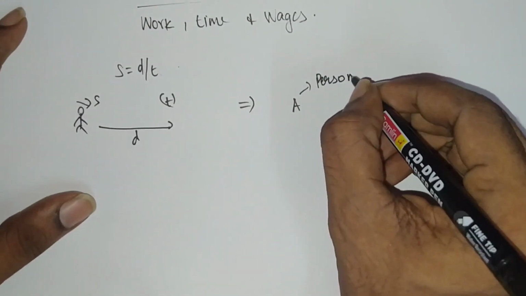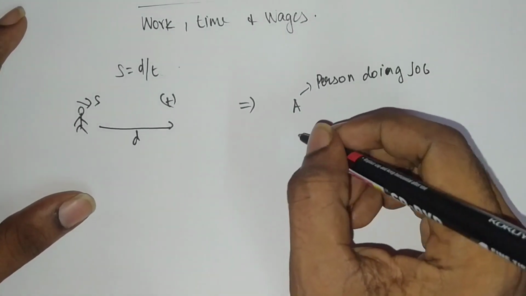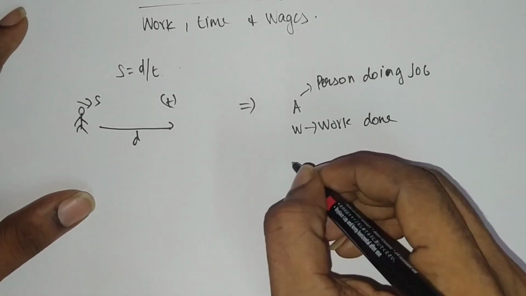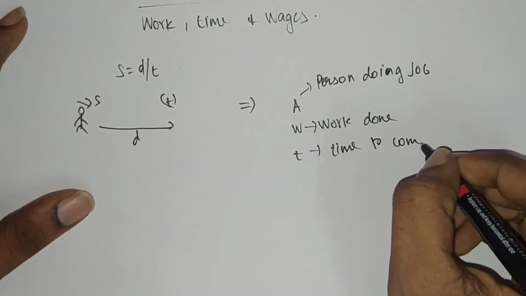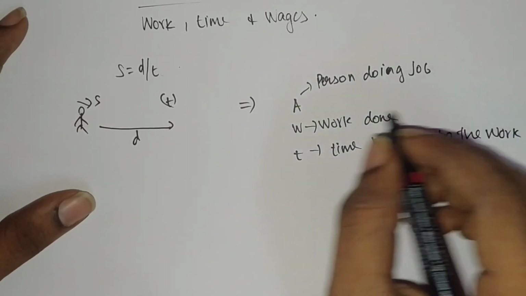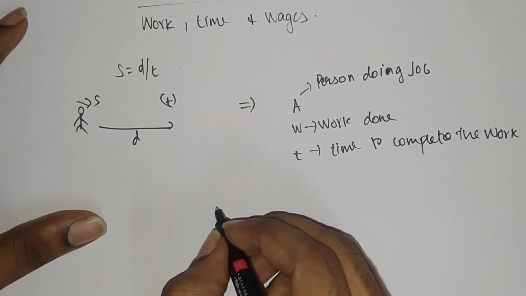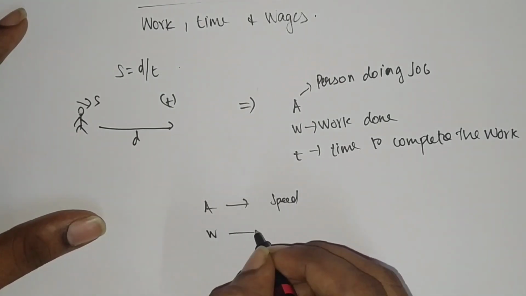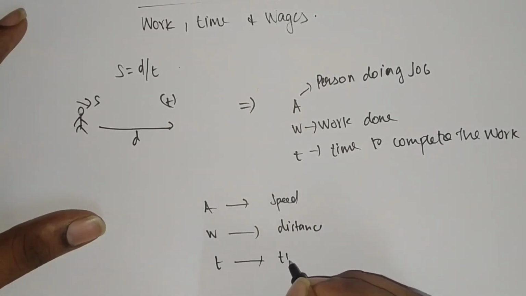So here let's say A is the person who is doing the job at the rate A. W is the work done, which is going to be 1, which means 100% of the work, and T is the time taken to complete the work. Now let's see the corresponding terms. A, which is the rate of work done, is equal to speed. W, the work done, is equal to distance. However, W is 1 and T is going to be the time.